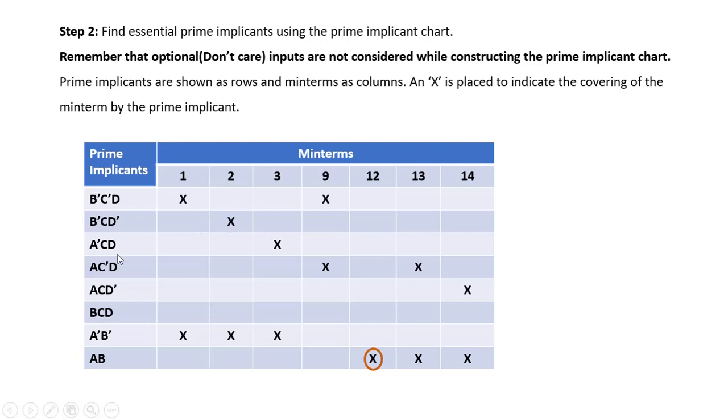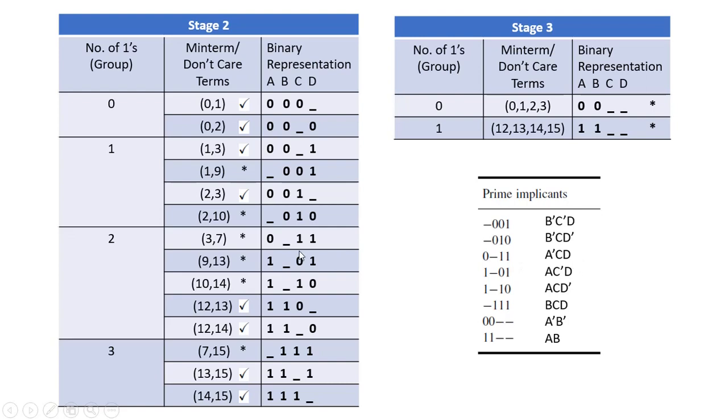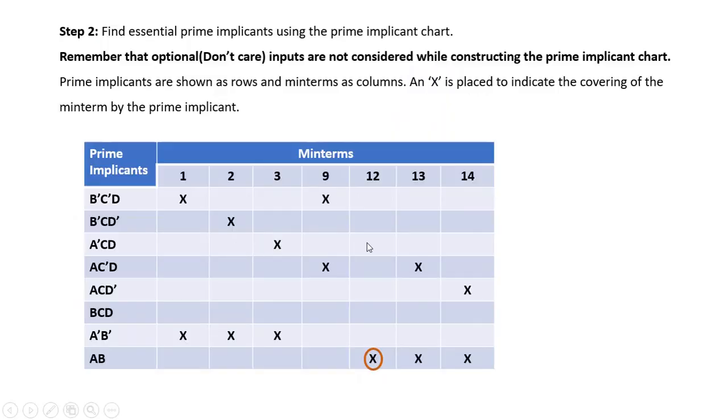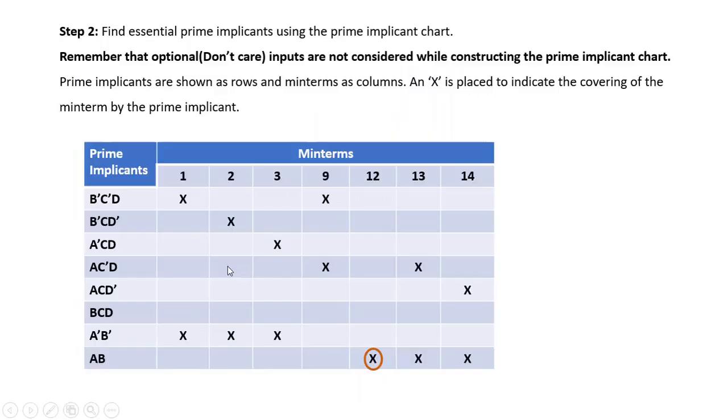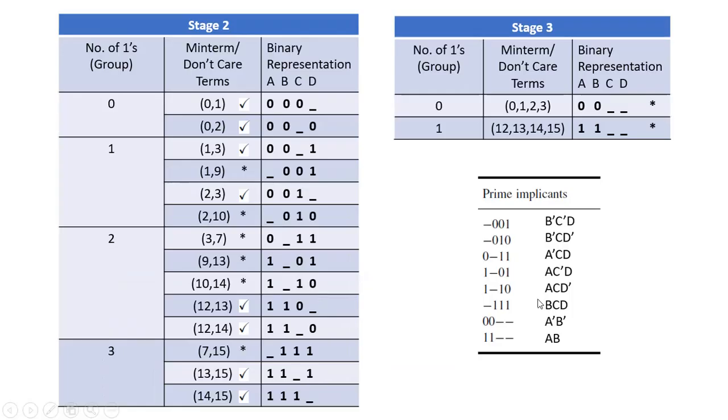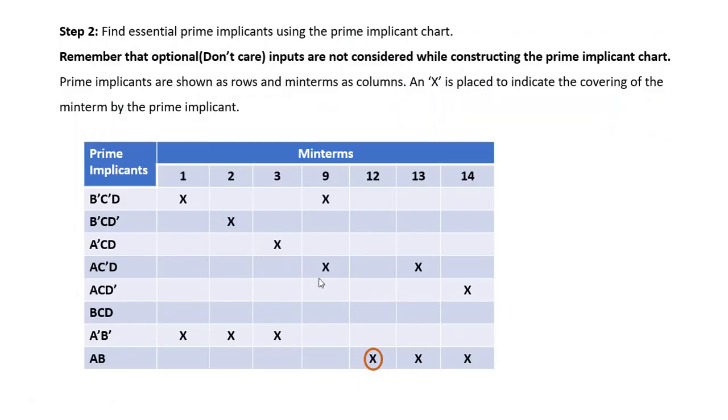Then A bar C D. It covers 3 and 7, and 7 was the don't care term, so it covers only 3. Then A C bar D covers 9 and 13. Then A C D bar covers 10 and 14. 10 was don't care, so it covers the 14th minterm.